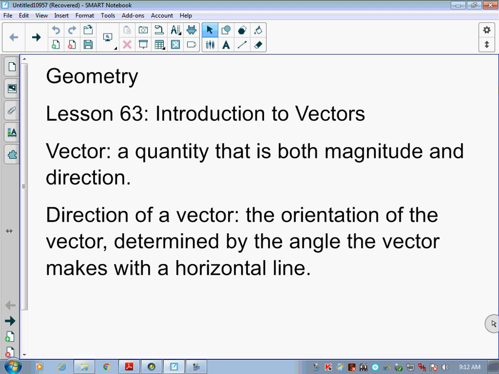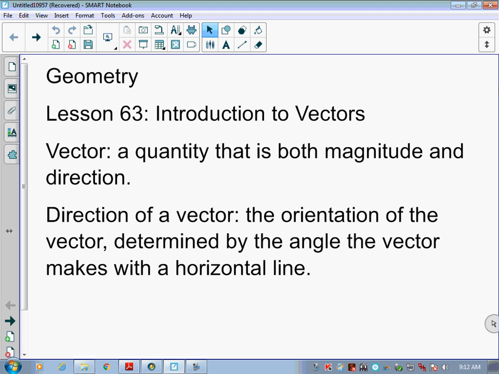Okay, so a vector. Aaron, can you tell me what a vector is? A quantity that has both magnitude and direction. We're going to define magnitude in a little bit. We're going to look at notation of vectors, how we represent these things, how we can add them, how we can subtract them. But it's a quantity that has both magnitude and direction.